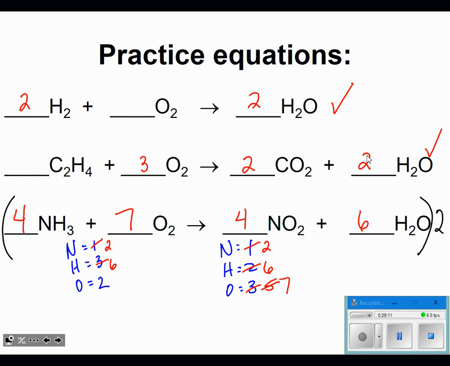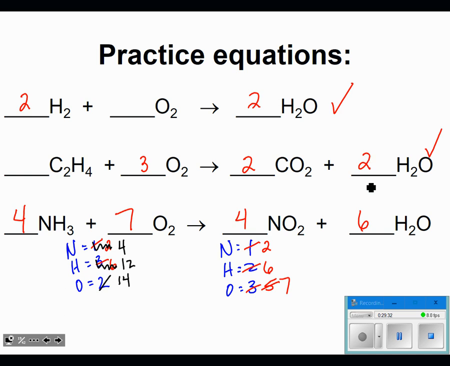Okay, so when I do that, now let's recount everything. Okay, just to double check. So on my actual nitrogens, I have 4. On my hydrogens, I have 4 times 3 is 12. And on my oxygens, I have 7 times 2, which is 14.